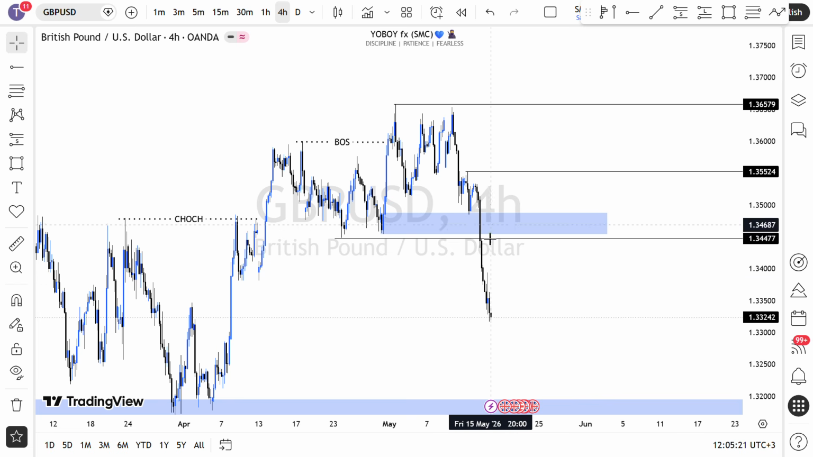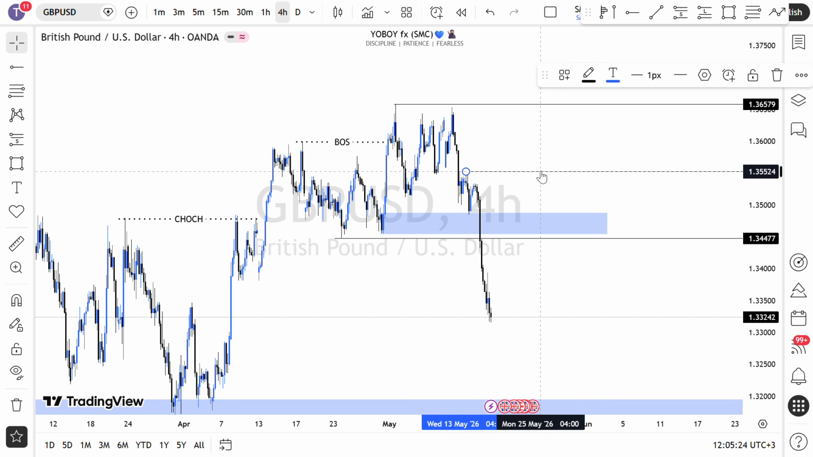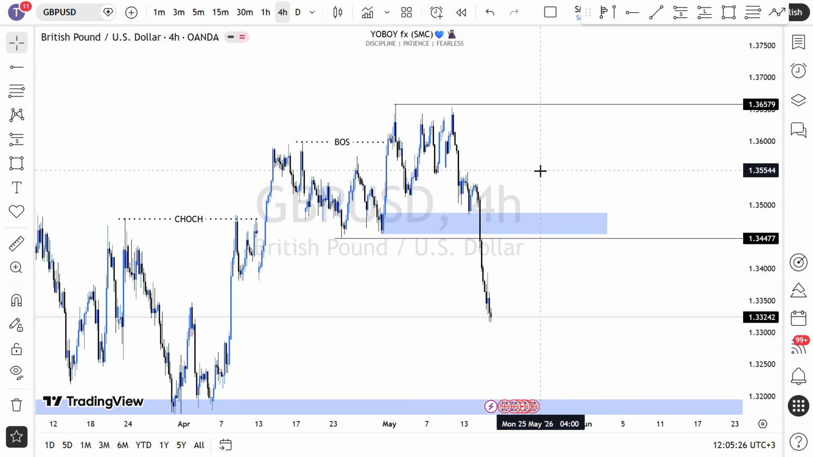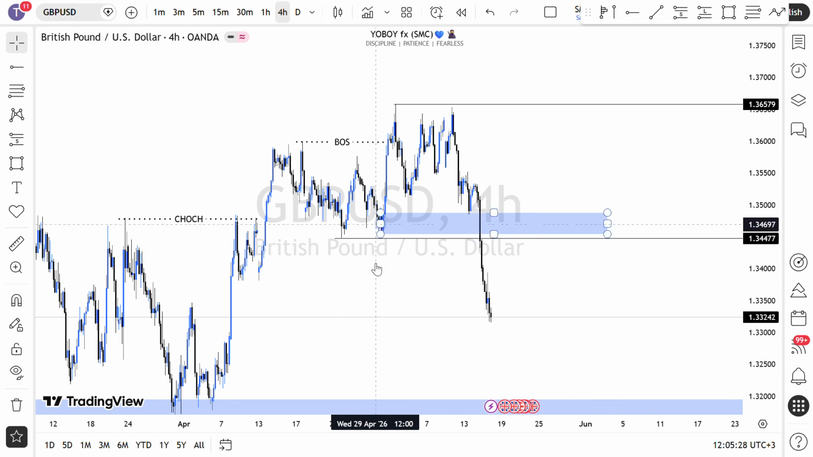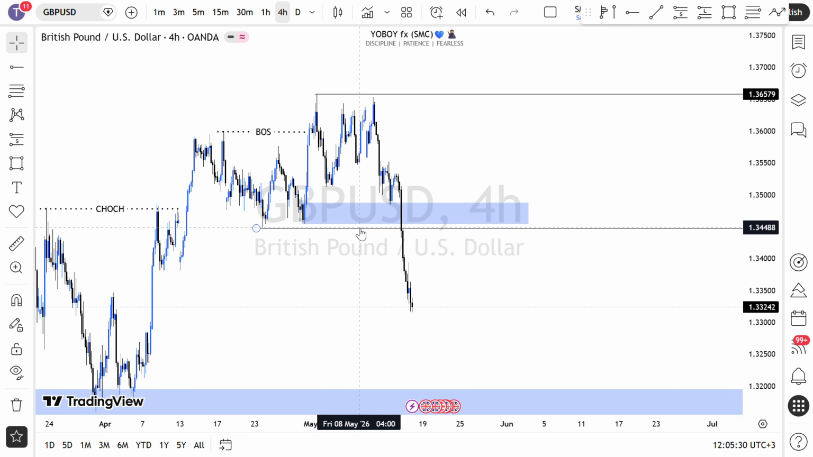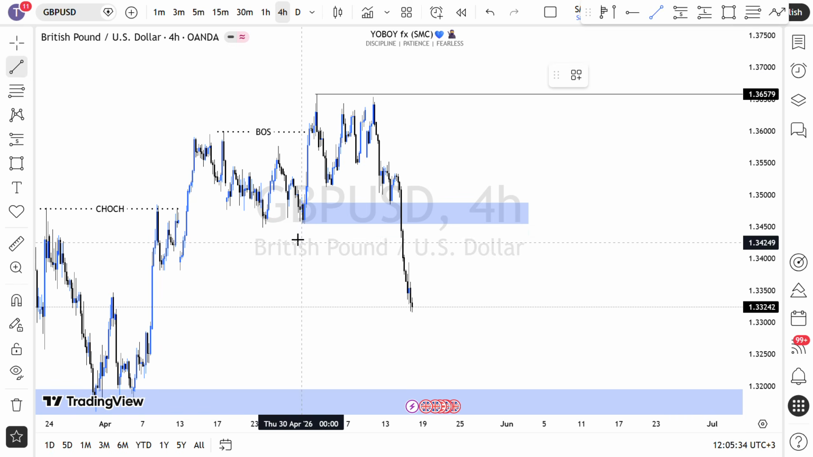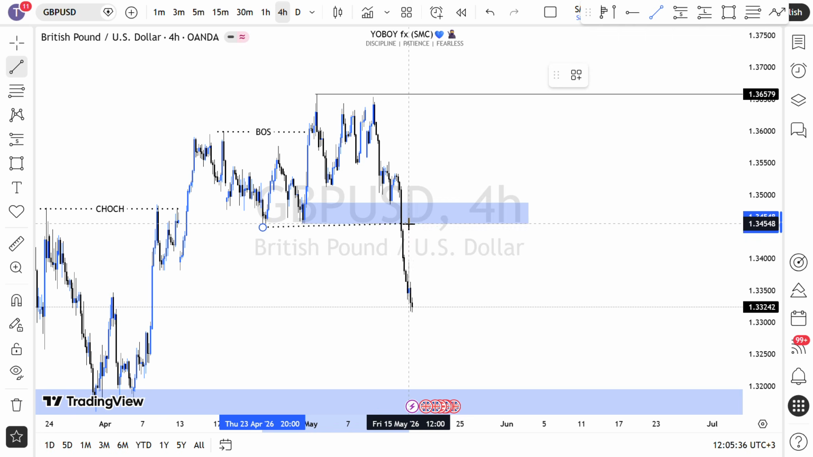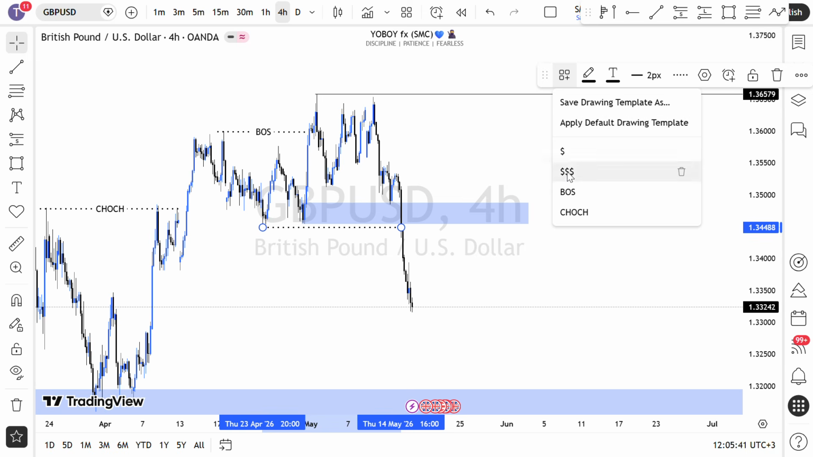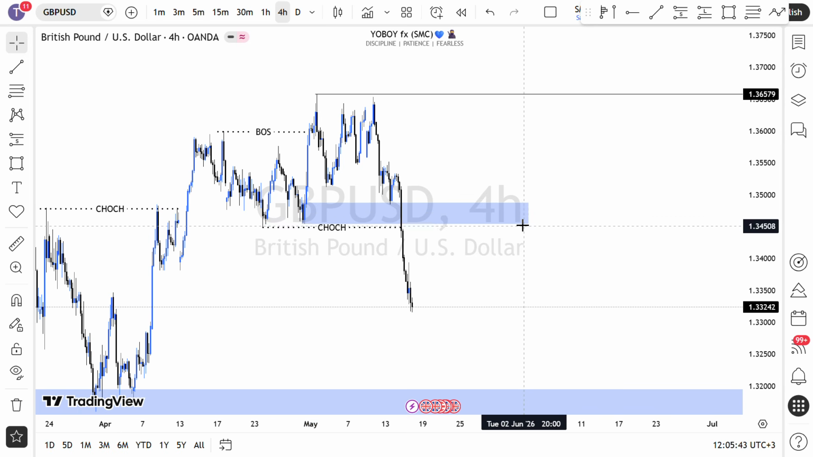So the change of character never happened, so we didn't have any confirmation to take our buys. So we had this as our last break of structure, and then later on price took out this low, meaning that we have the change of character to the downside. So we already have the change of character here to the downside, and we need to see more selling to the downside.